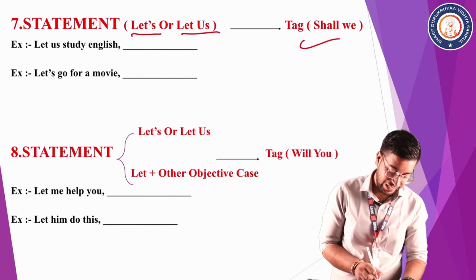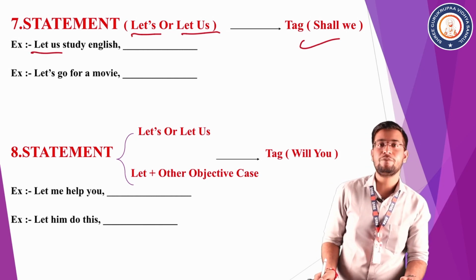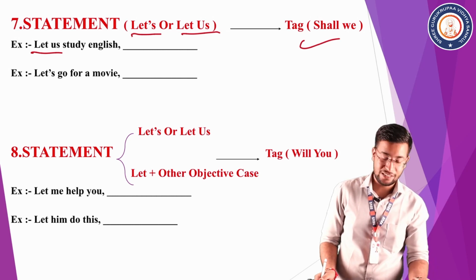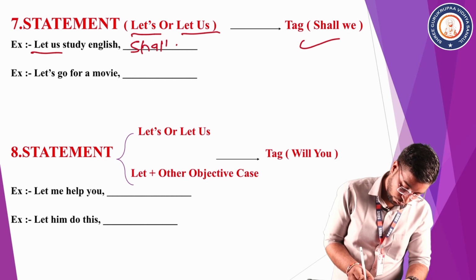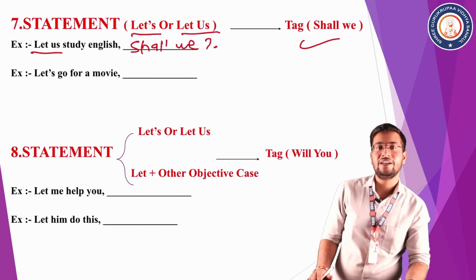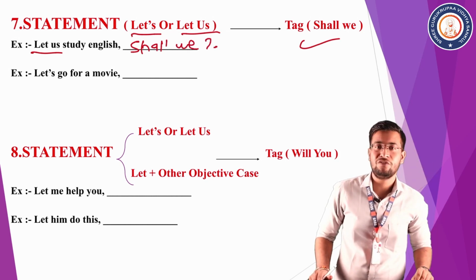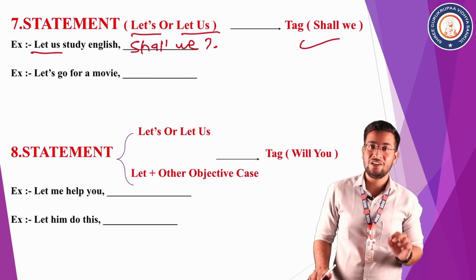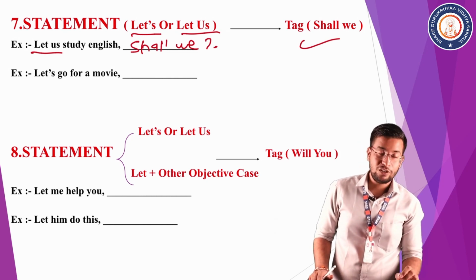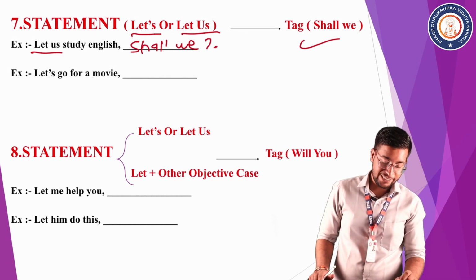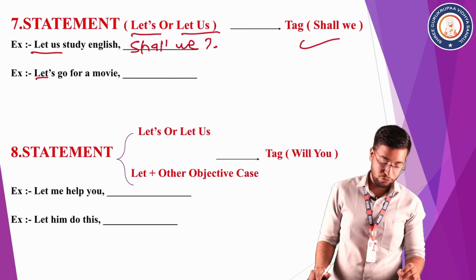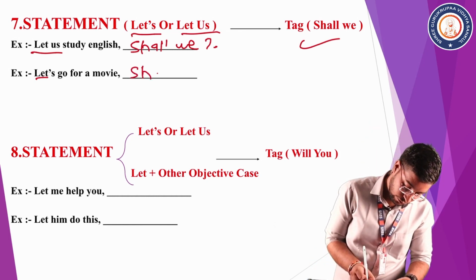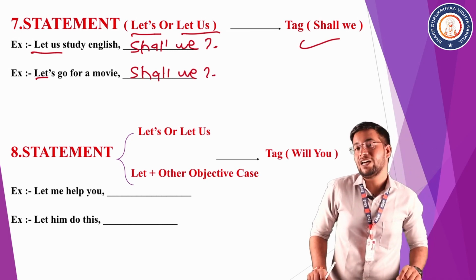For example, let us study English. This statement begins with let us, so we will use shall we, and a question mark at the end. Whether the statement is affirmative or negative doesn't matter, we have to use shall we. Now let's look at the second example. Let's go for a movie. The sentence begins with let's, so we will use shall we.